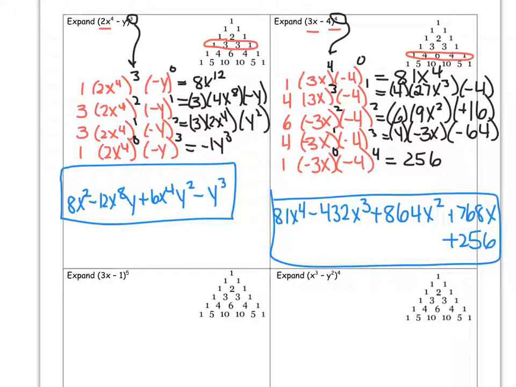Okay, so I'd like you to try these two for homework, and we will go over those in class tomorrow.